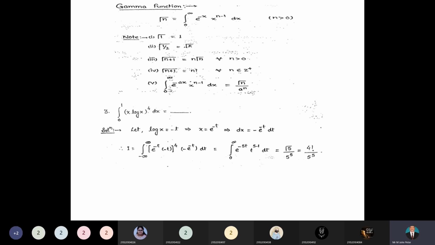Compare with that, gamma n equal to 5, a equal to 5. That's why we are getting gamma 5 divided by 5 power 5, that's equal to 4 factorial divided by 5 power 5. Further you can simplify. So that is gamma 5 as 4 factorial. That is the third subdivision concept. So this is the integration.